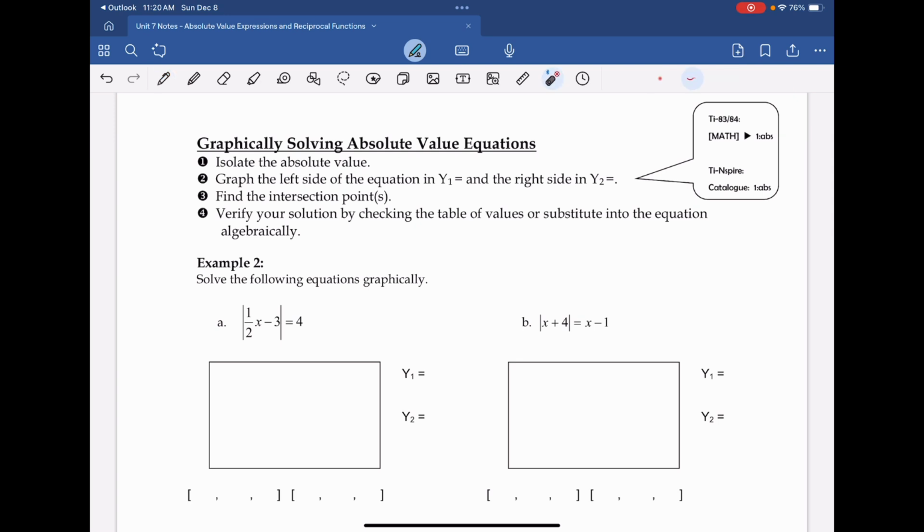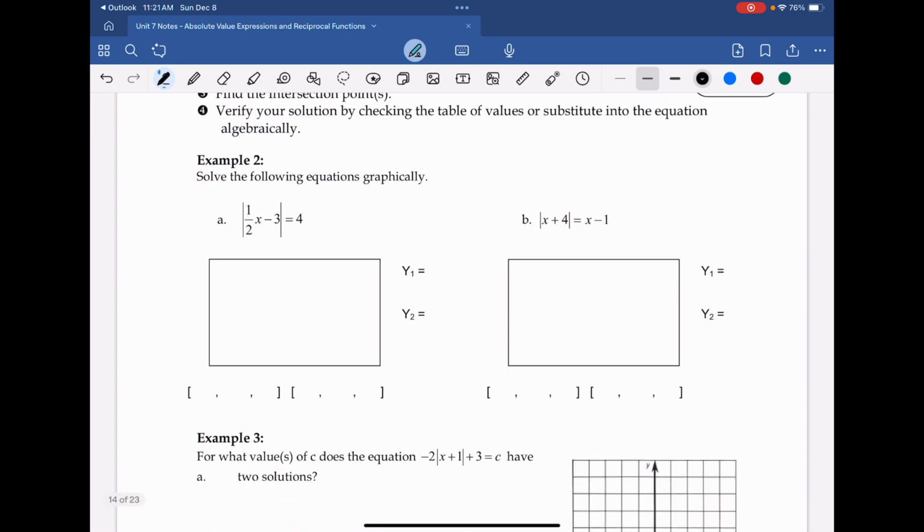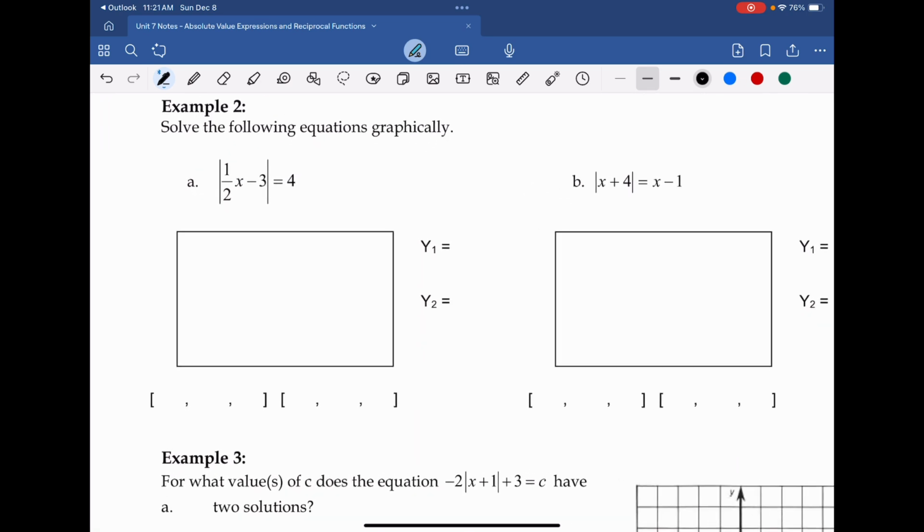Now, again, what we're going to do is we're going to isolate our absolute values on the one side. We're going to graph that into our y1 and y2, find the intersection points, and then lastly, verify by checking it in your table of values or just making sure that you actually see that when you do your second trace intersect or your shift G solve intersect, you can actually find this thing here. Okay, in these first two examples, what good news is the absolute value is isolated here.